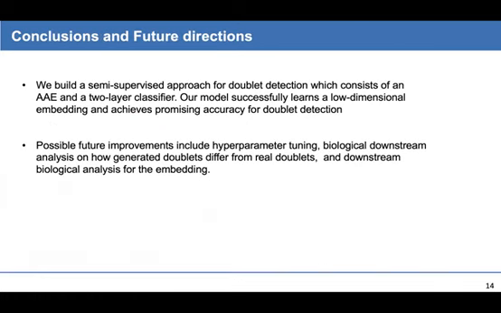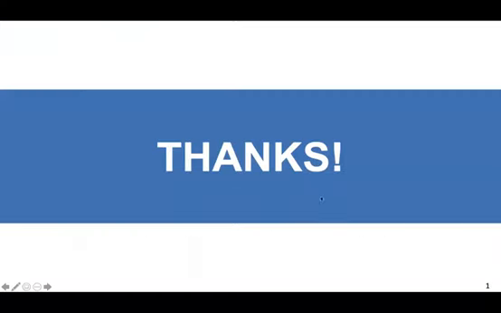So the conclusion is that we built a semi-supervised approach for doublet detection, which consists of an AAE and a two-layer classifier. Our model successfully learns a low-dimensional embedding and achieves promising accuracy for doublet detection. Some possible future improvements include hyperparameter tuning, biological downstream analysis on how generated doublets differ from real doublets, and also downstream biological analysis for the embedding layer. And thank you so much for listening.